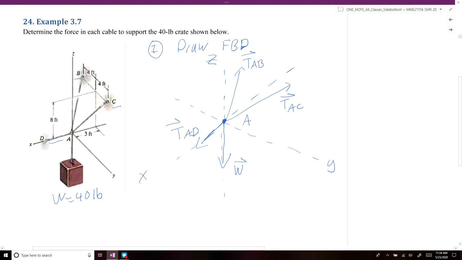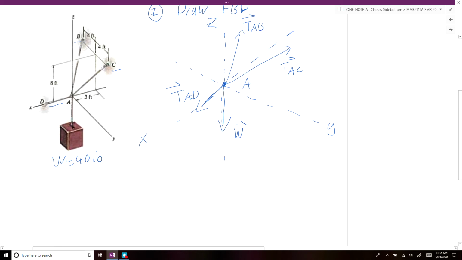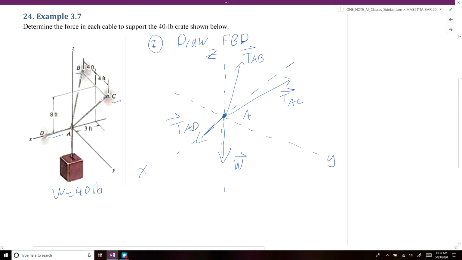Okay. So we were given our weight as being equal to 40 pounds, and it's going along the negative z-axis, so we can define our weight vector like that. And we know in order for point A to be in equilibrium, our resultant force has to be equal to 0, and that's equal to the sum of all of our forces on the system. So that would be equal to the force TAB plus the force TAC plus the force TAD plus our weight has to be equal to 0.